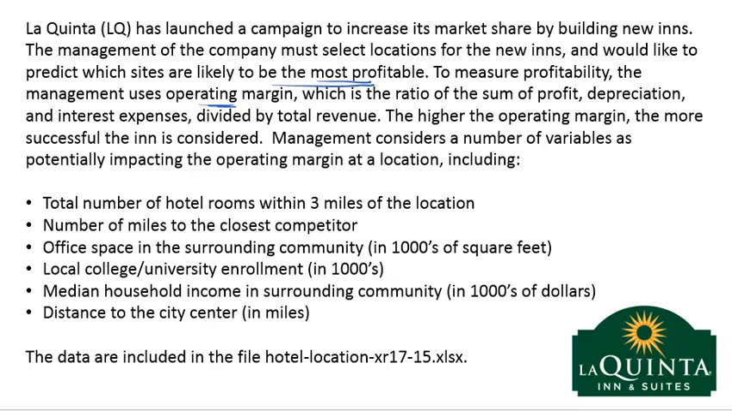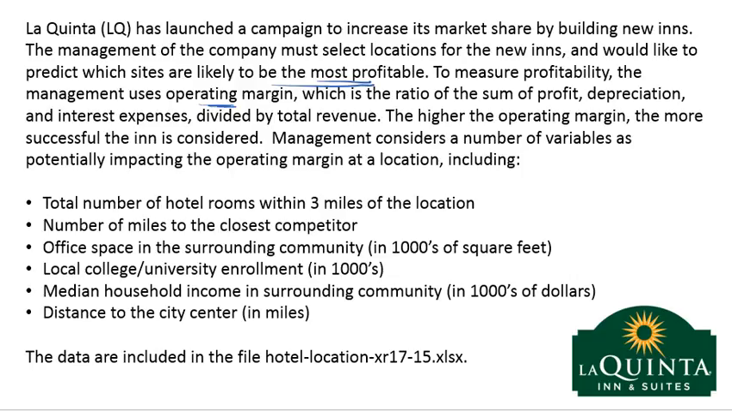Management is considering a number of possible variables, which is often the case. This is actually a multiple regression problem because there are lots of different possible predictor variables, things that could potentially impact profit. We're not going to look at all of those, obviously. In a multiple regression model, you look at all of those at once. What we're going to do is look at this one at a time. We're going to compare operating margin to, say, one of these.